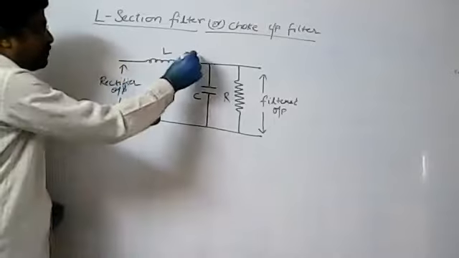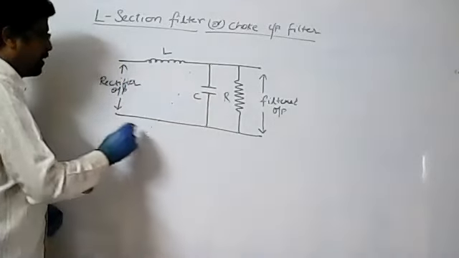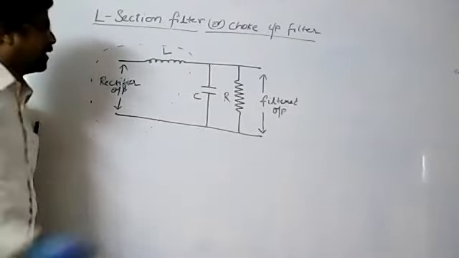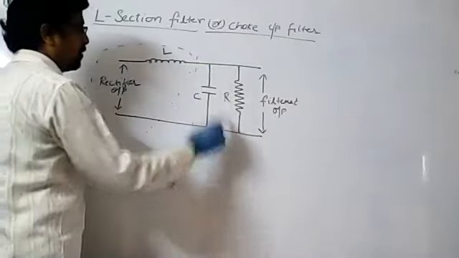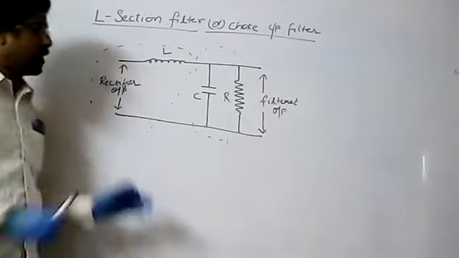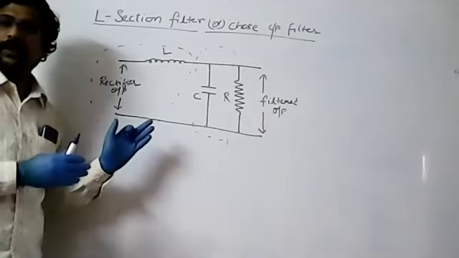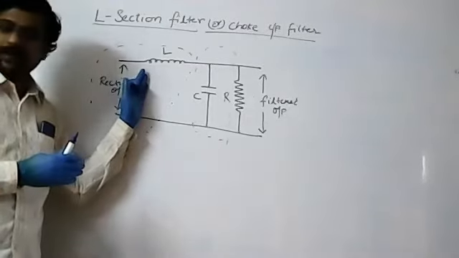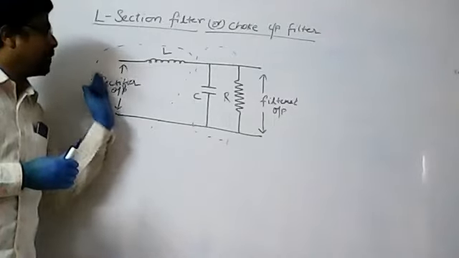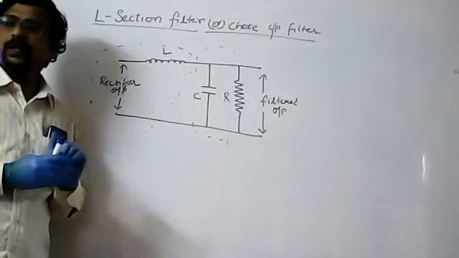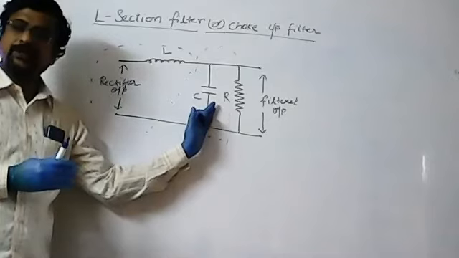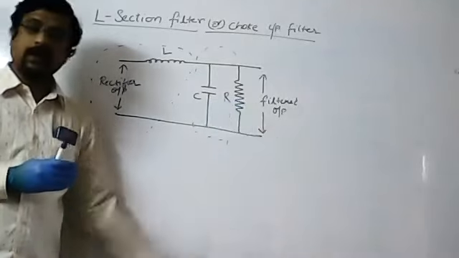So this part is a series inductive filter, and this part is a shunt capacitive filter. We are combining both of them. First I am taking a series inductive filter where the rectifier output is applied as the input to the inductive filter. Then after that I am connecting it to a shunt capacitive filter. Then from the load I will get the output.